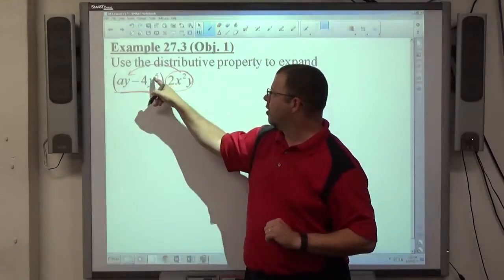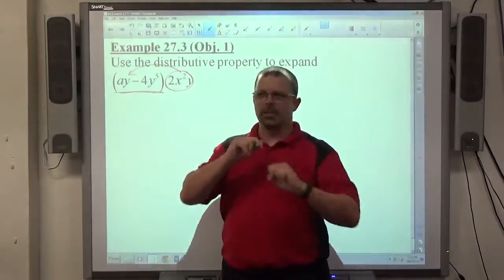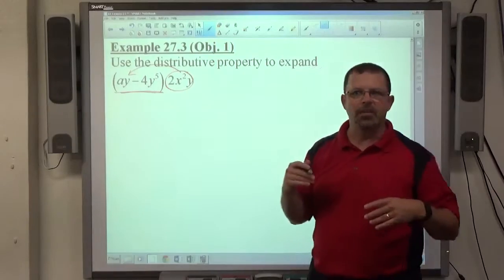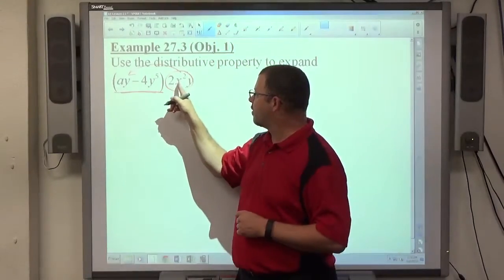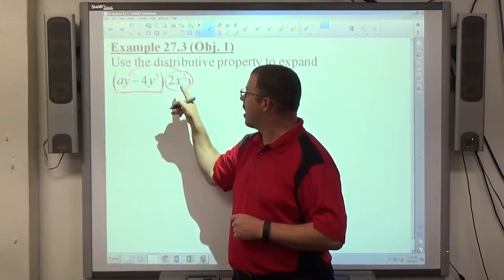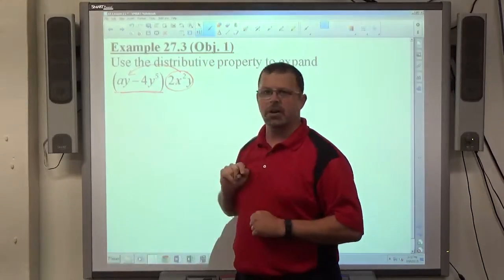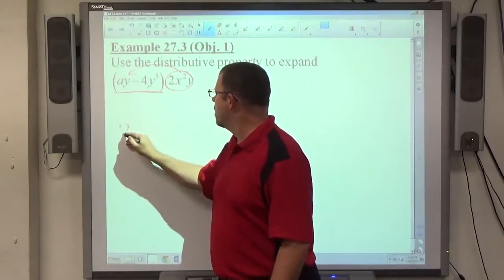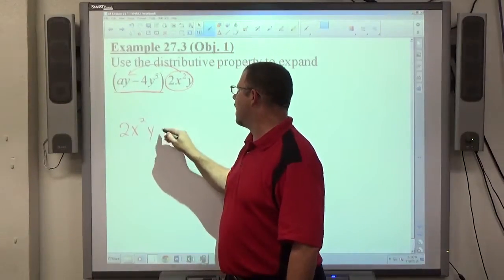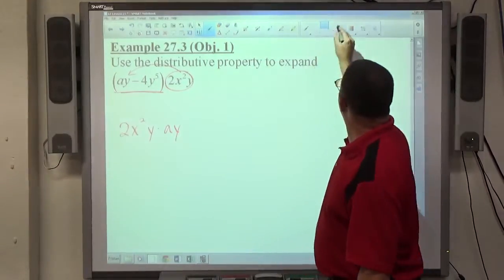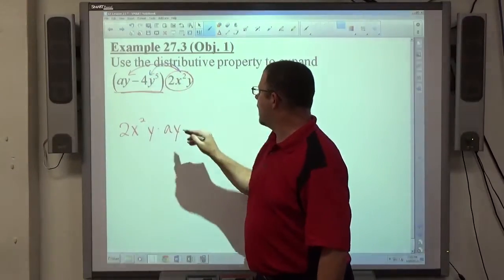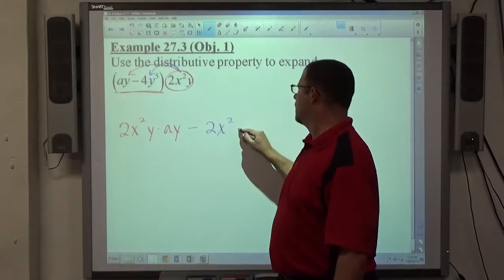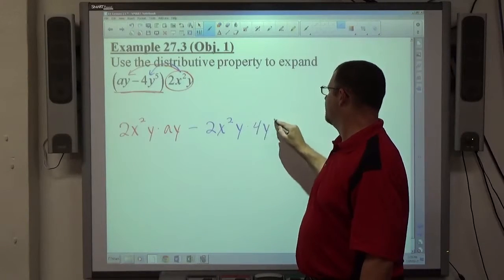I've seen people want to go to this one first, that one second. They get it backwards. They get the minus sign in the wrong place. Bad things happen. So always, whether this is on the right or left side, this single object, always go to the leftmost object in the parentheses when you multiply. 2x squared y times ay, and then 2x squared y times 4y to the 5th.